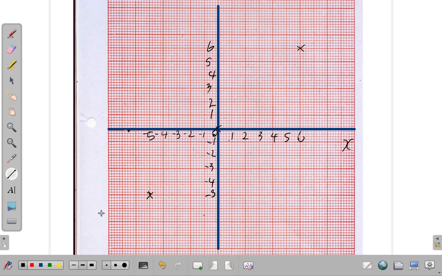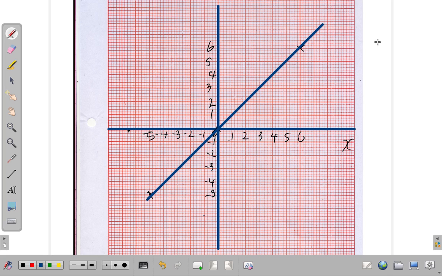Now we draw a line through these 3 points. Let me make my line a bit thicker. Draw our line through these 3 points. Nice. Now, let's set up the information that we want for our graph.